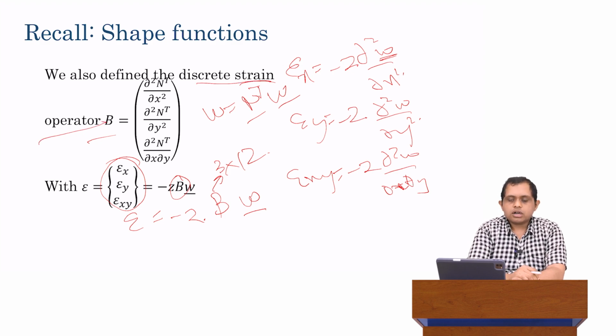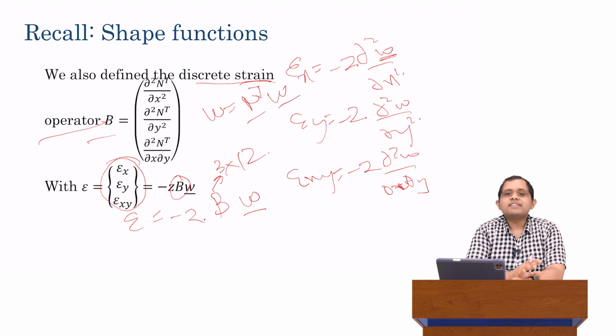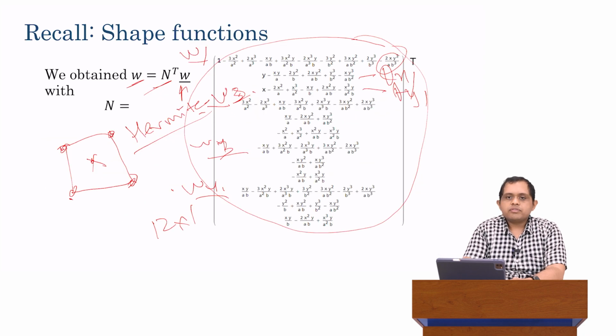It's a very important term. It's important that you know what it is and you are able to define it clearly. B is the discrete strain operator. So the discrete strain operator, for example, now consists of del square N transpose del x square, del square N transpose del y square, and del square N transpose del x del y. We had N previously in these slides.